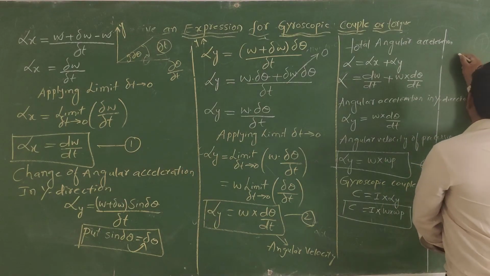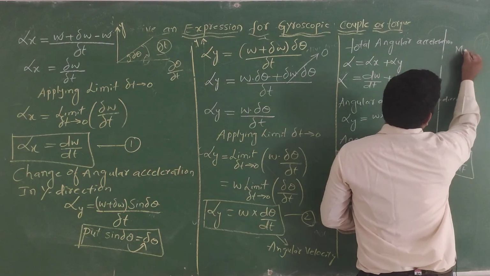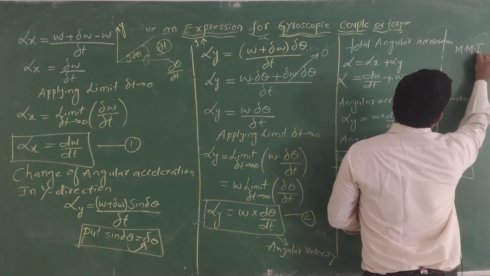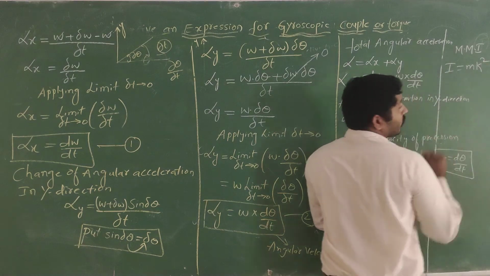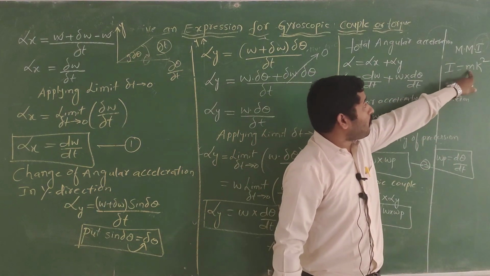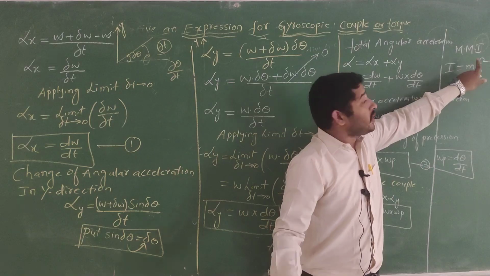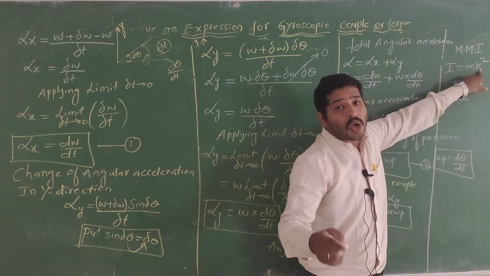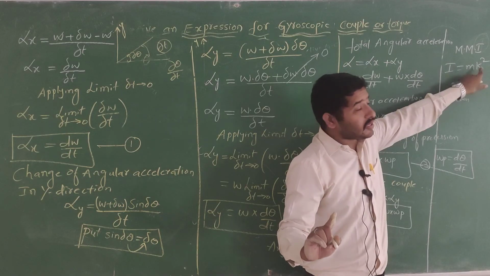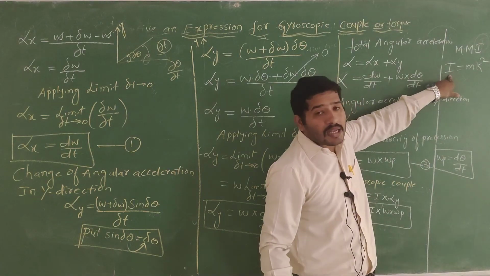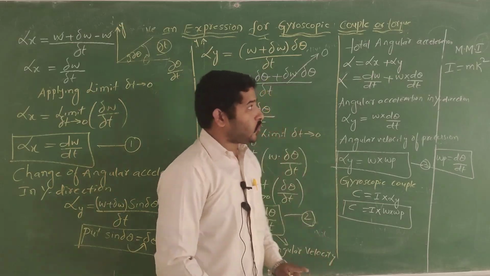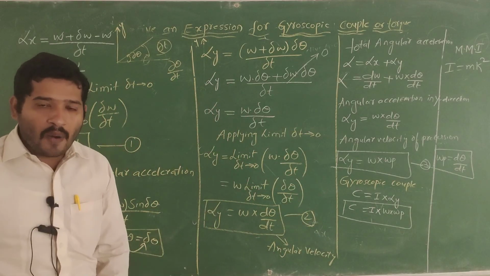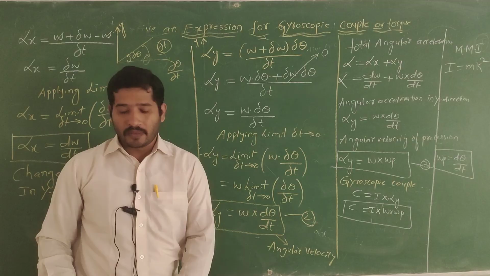The mass moment of inertia I is equal to m k squared. M is the mass of the disk, k is the radius of gyration of the disk, and I is the mass moment of inertia of the disk. Okay dear, that is your derivation part. If you have any doubt, please ask me dear. Thanking you.